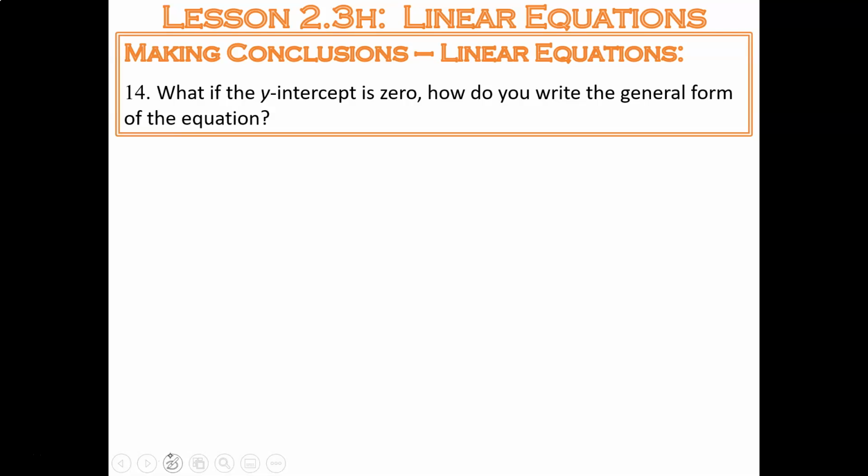What if the y-intercept is 0? How do you write the general form of the equation? It'll just be y equals mx. There's no b because that means that we would be crossing at the origin or 0, 0. That's it.